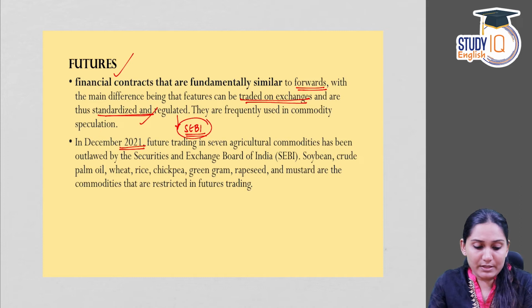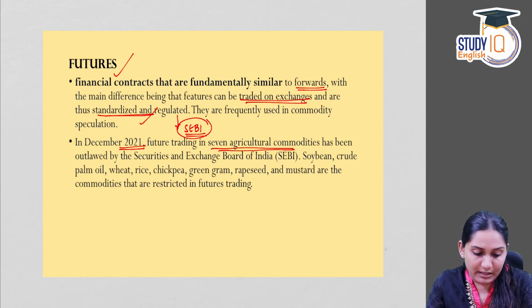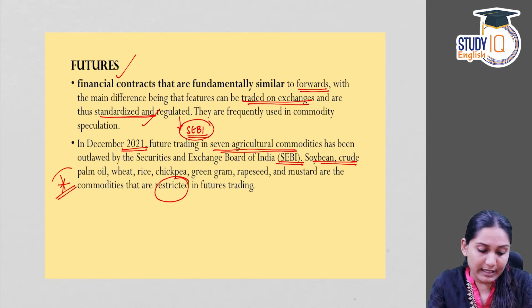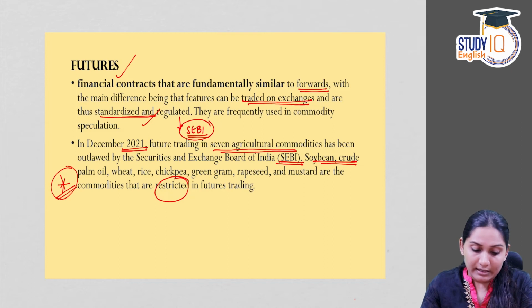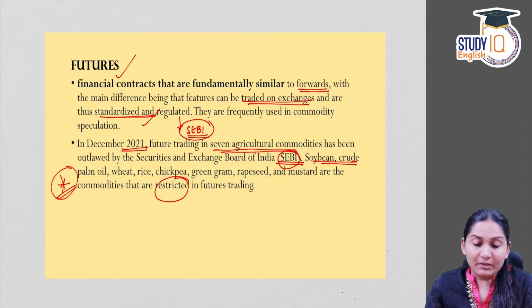In December 2021, futures trading in 7 agricultural commodities has been outlawed by the Securities and Exchange Board of India. Soybean, crude palm oil, wheat, rice, chickpea, green gram, rapeseed and mustard are the commodities that are restricted in futures trading. This is very important. Which are the commodities that are restricted? These are restricted by SEBI. These commodities could not be traded on a stock exchange.